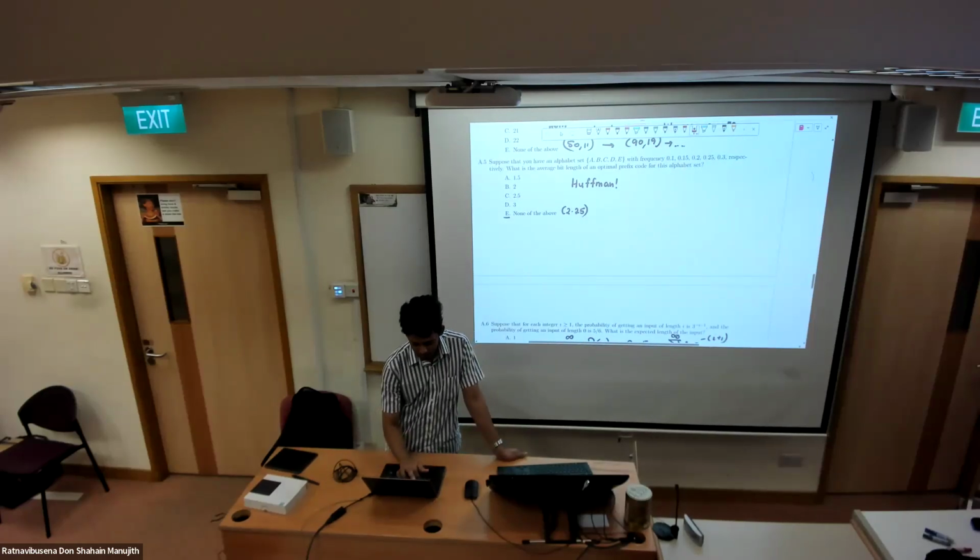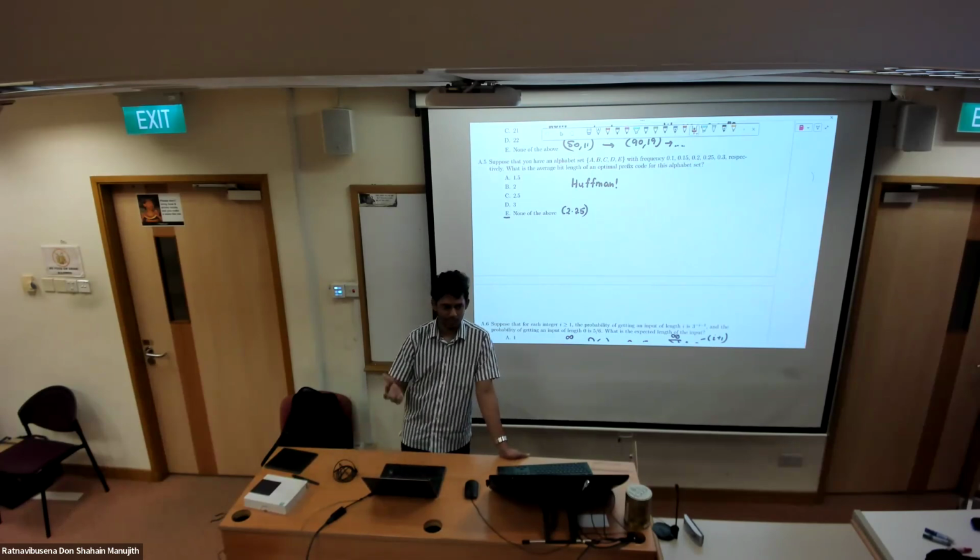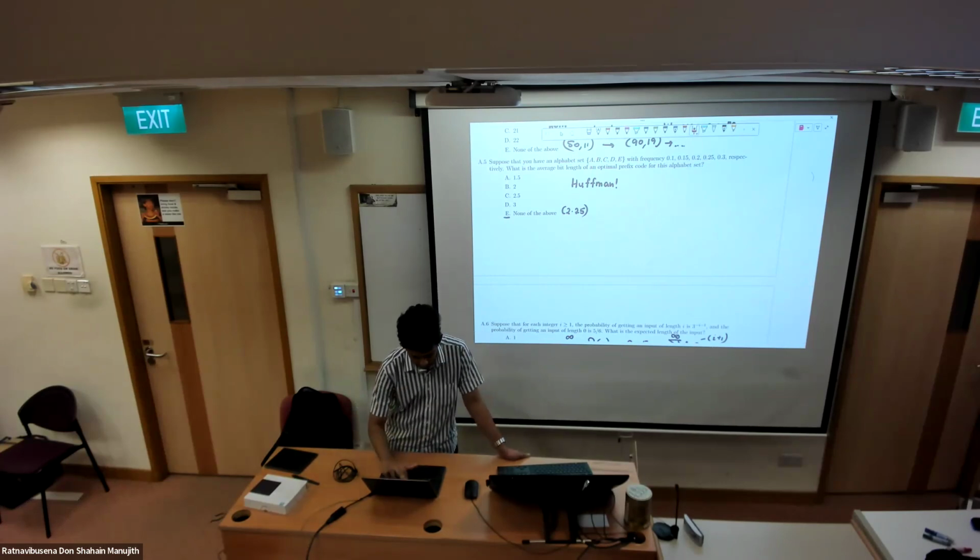Next one, suppose you have an alphabet, this one, with these frequencies. What is the average bit length of an optimal prefix free code? Yeah, so this is Huffman, because we know that for any uniquely decodable code, nothing can beat Huffman in terms of the average length. Okay, so use Huffman. You guys learned Huffman in undergrad, right? So you construct the Huffman tree and then realize that the answer is 2.25.